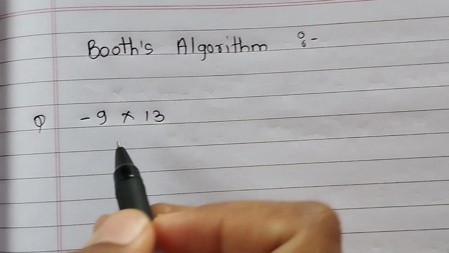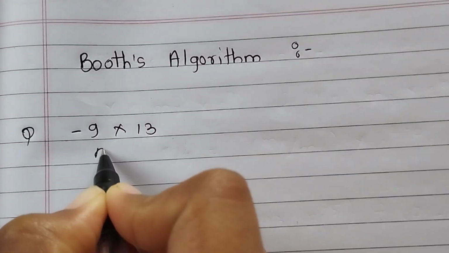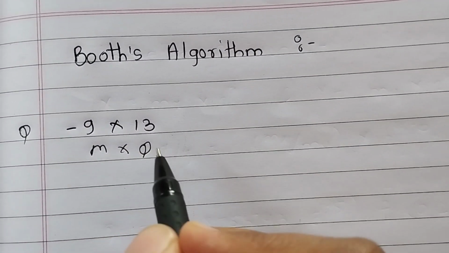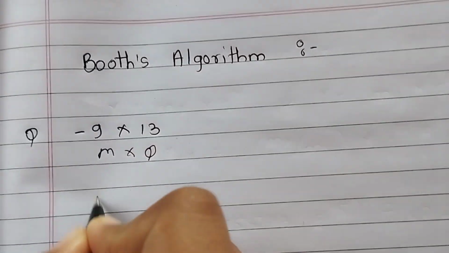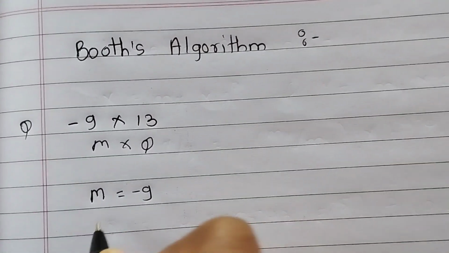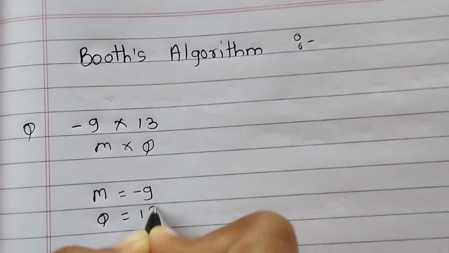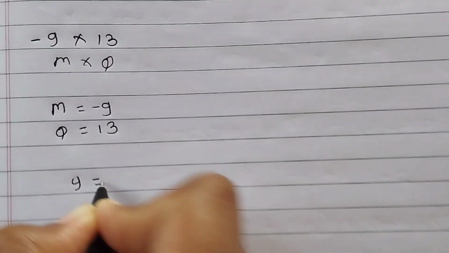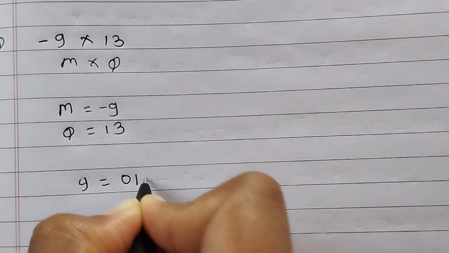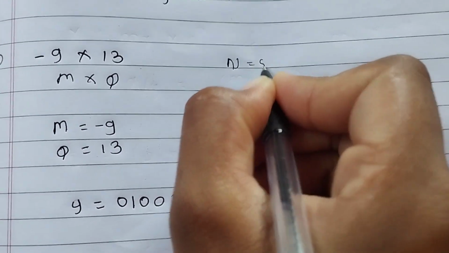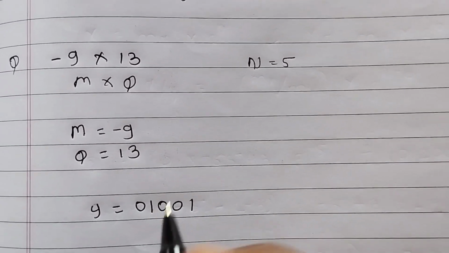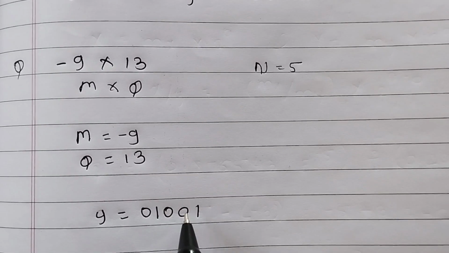So first, this is the form of M into Q. M is the multiplicand and Q is the multiplier. So here M is equal to minus 9 and Q is equal to 13. Normally how do we write 9? 9 is equal to 0 1 0 0 1. So in this example our n is equal to 5, so we write all the bits in a group of 5. 1, 2, 3, 4 and 5.